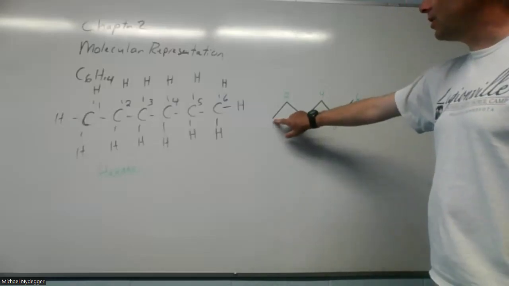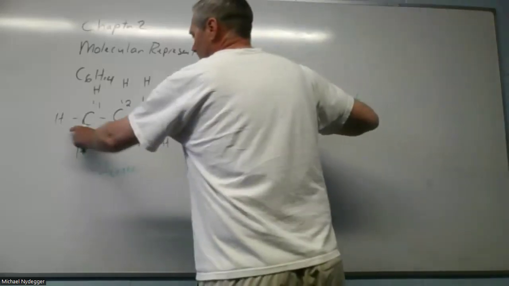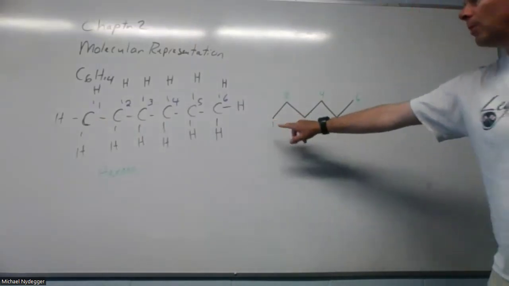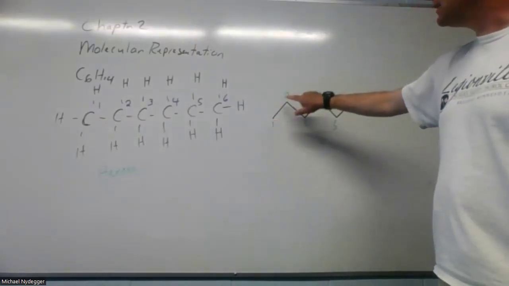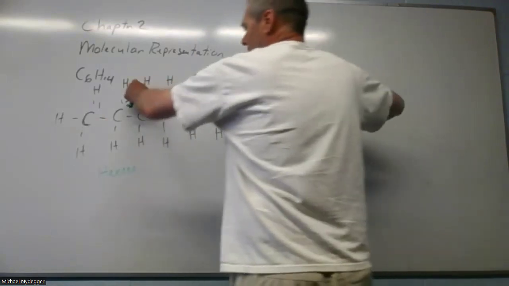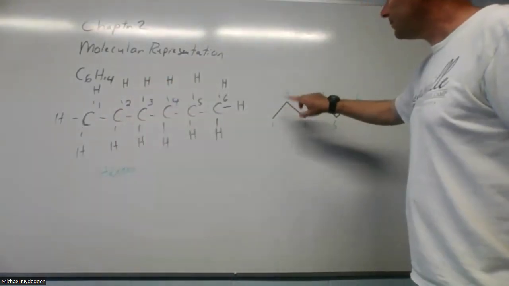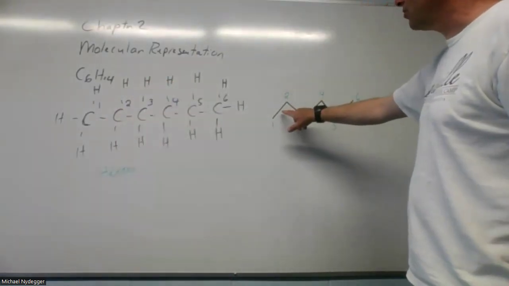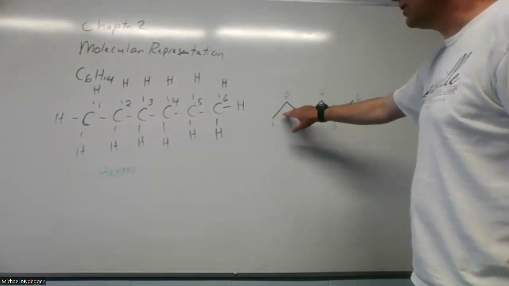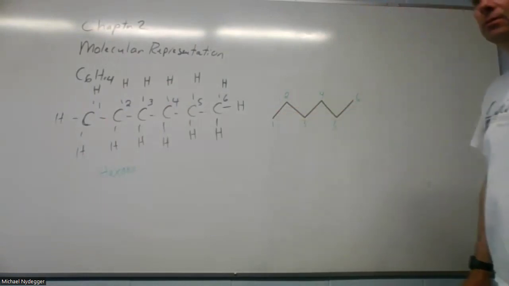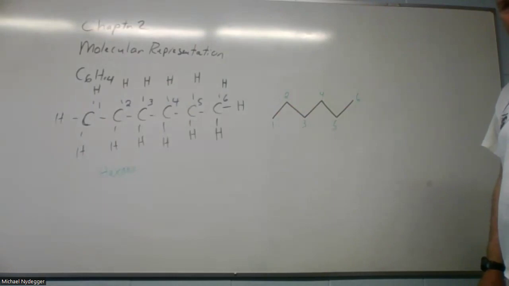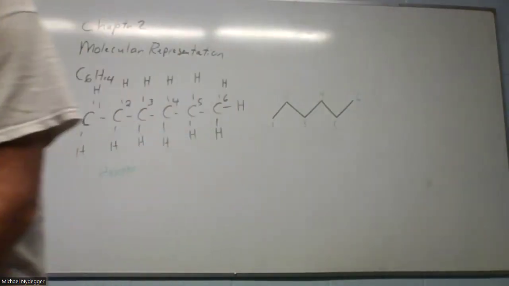And so down here, this carbon would have the three hydrogens, one, two, three, because it's going to have four bonds. Here's one of the bonds. This carbon number two is going to have two hydrogens, and then these would be the other two bonds. Does that make sense? Okay, good. That's how you end up drawing a lot of these.